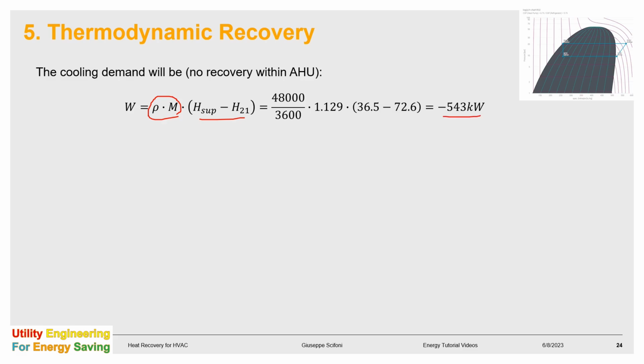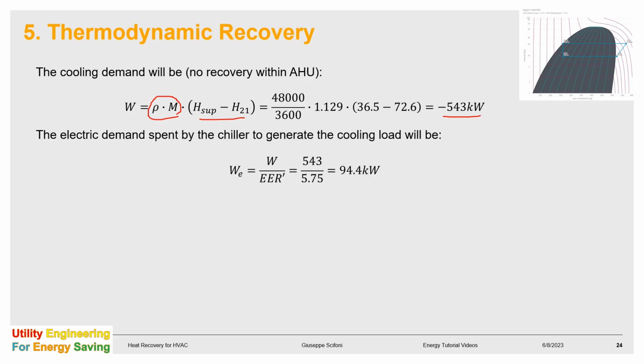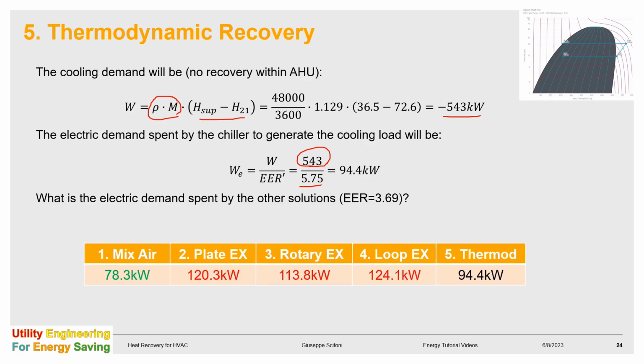This value is very high because no recovery by exchanger. The power needed to generate that cold is the ratio between the cooling demand, above calculated, and the EER of the process. We get now 94.4 kilowatt. We want to compare this amount with the other 4 solutions where there is thermal recovery, but no thermodynamic recovery, and therefore EER stays as calculated upfront at 3.69. The resume says the least demand we have with the mixed air, 78.3 kilowatt, but the thermodynamic stays at the second place. That is not bad. All the others are much higher.